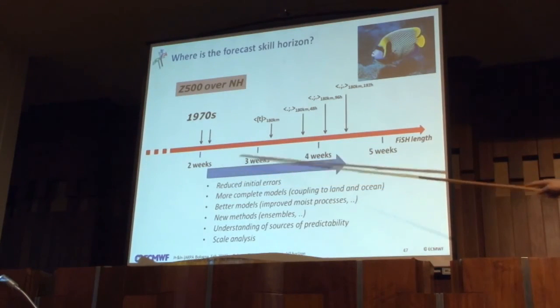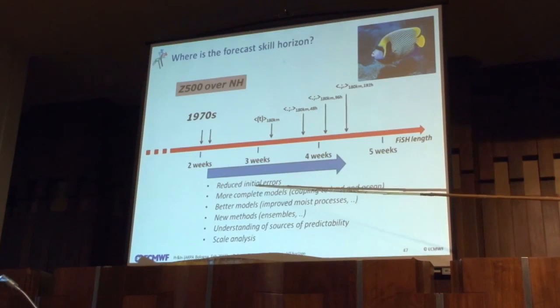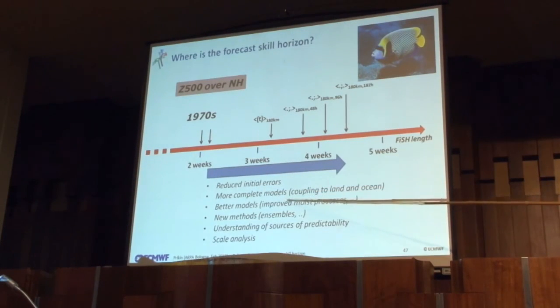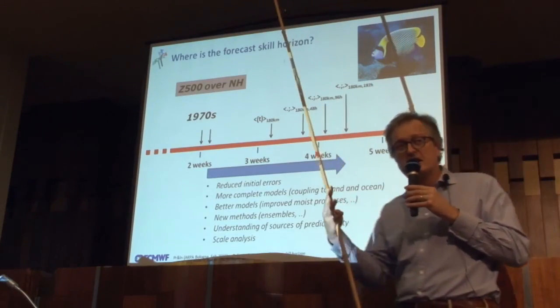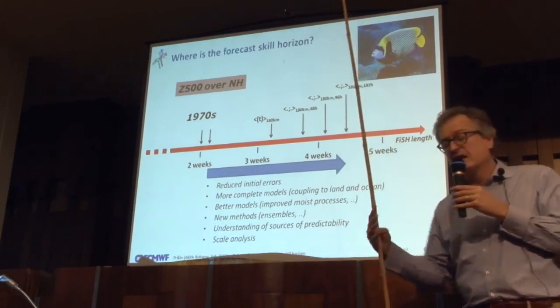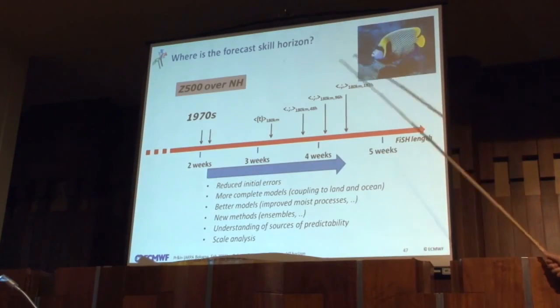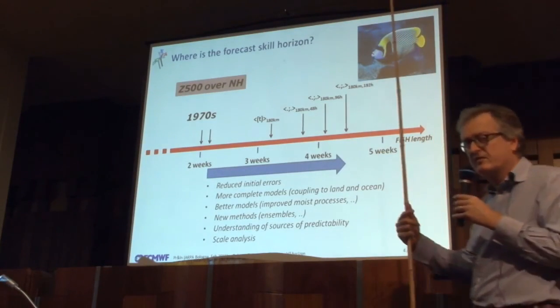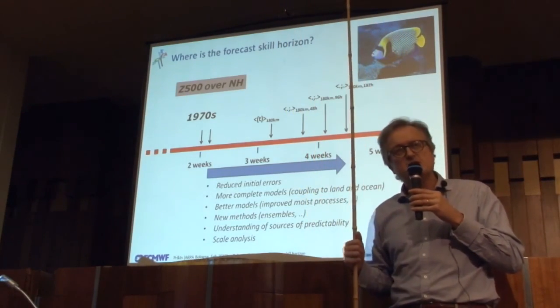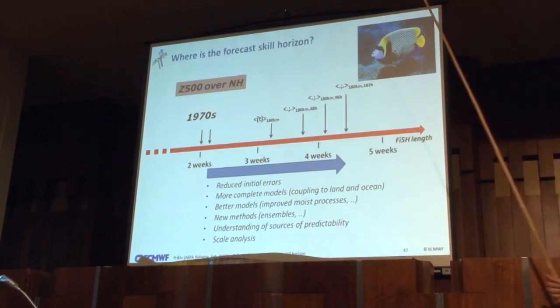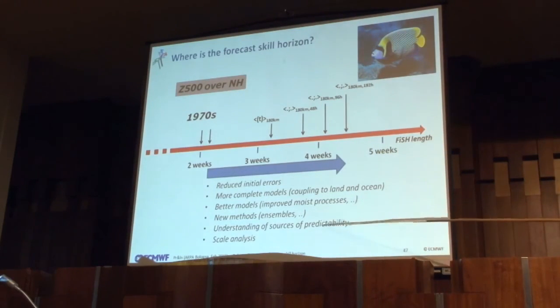So why did we improve? Well, reduced initial errors, more complete models, coupling to land and ocean, for example, better models, improved physical processes in other areas. The use of ensemble methods and ensemble techniques is another key advance. Another difference between what we did and what Lorenz did is that we look at PDFs and how PDFs collapse into the climatological PDF rather than looking at a single forecast. Also, understanding of sources of predictability.